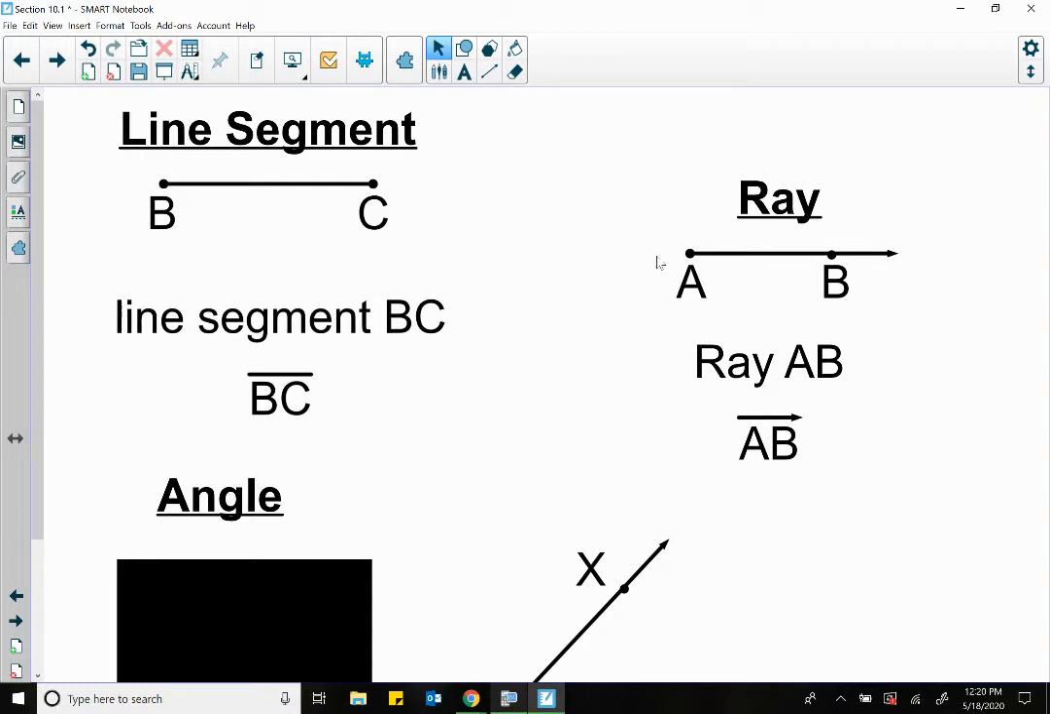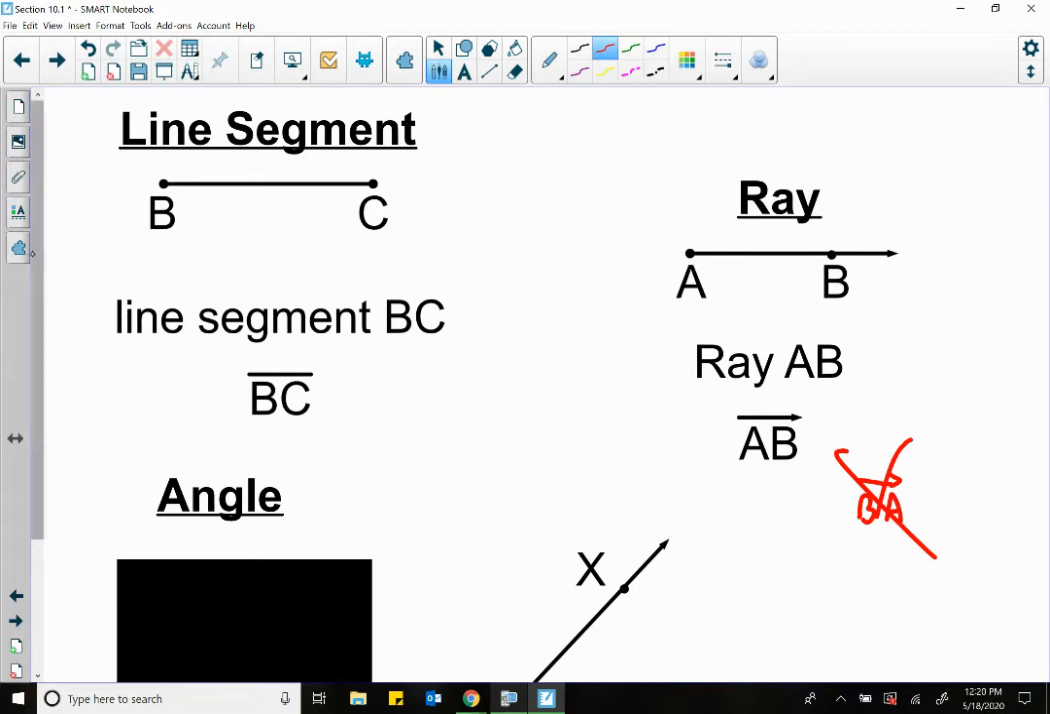We do not name this ray BA. We do not do that. That would be incorrect. That's wrong for this because this tells you that B is the initial point and then we ran towards A. So this is incorrect.